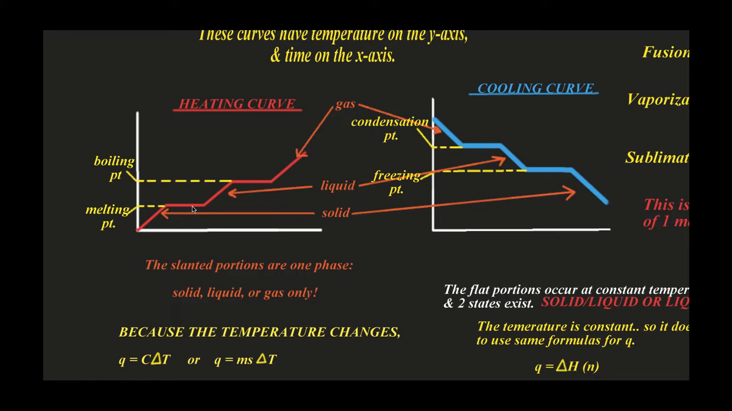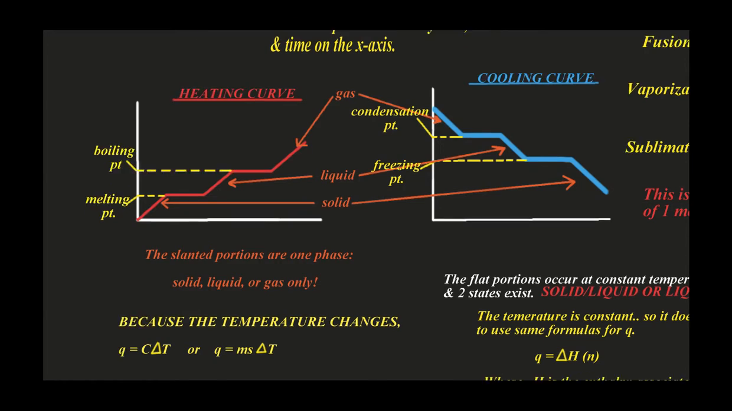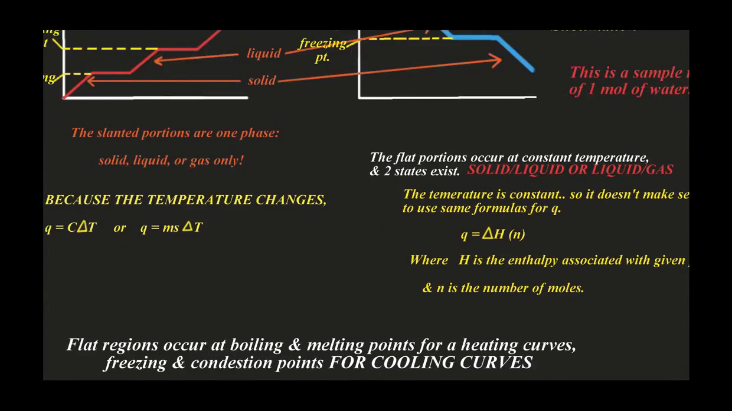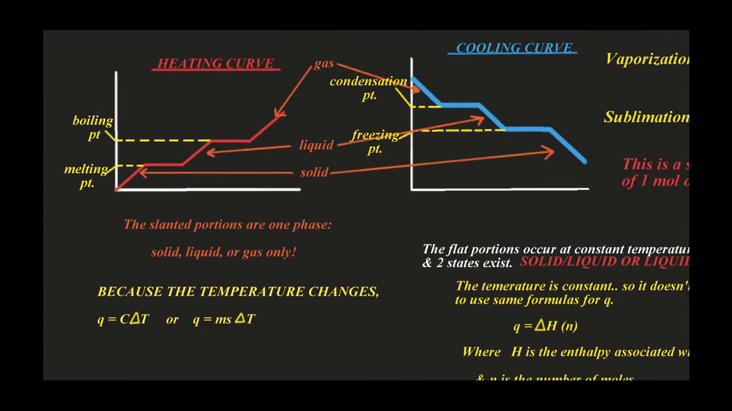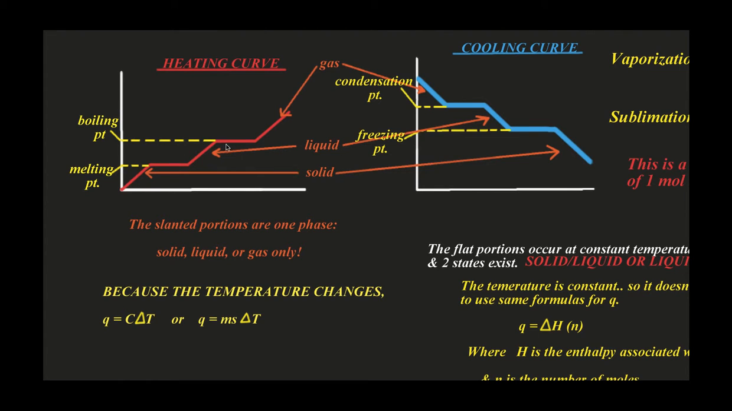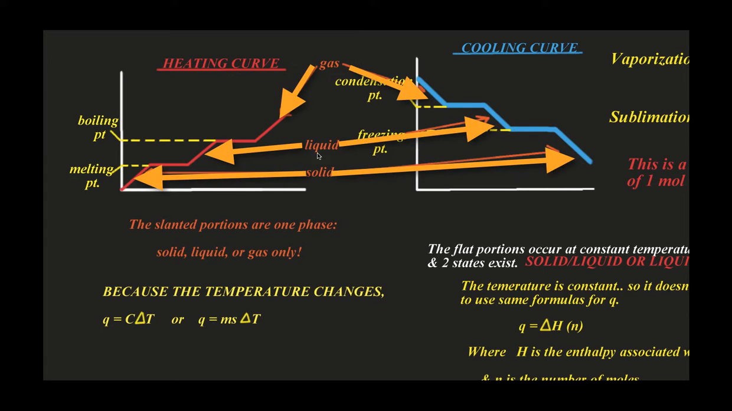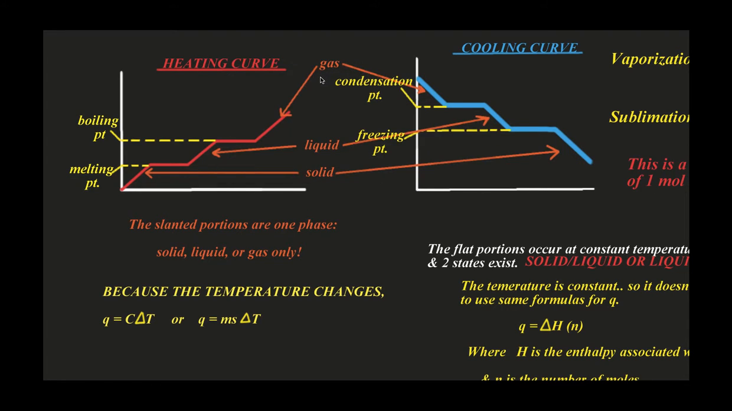Okay? So on the flat parts, we have a mixture of both solid and liquid, or gas and liquid. Okay, it's a mixture is the key point there. Whereas at the slanted portions of these curves, it's just one phase. It's just going to be liquid, solid, or gas. Do you understand that? The slanted part is the phase, and that's what has liquid, solid, and gas in it.